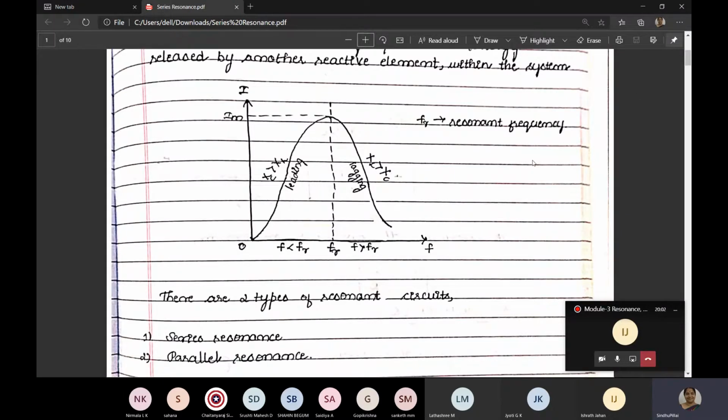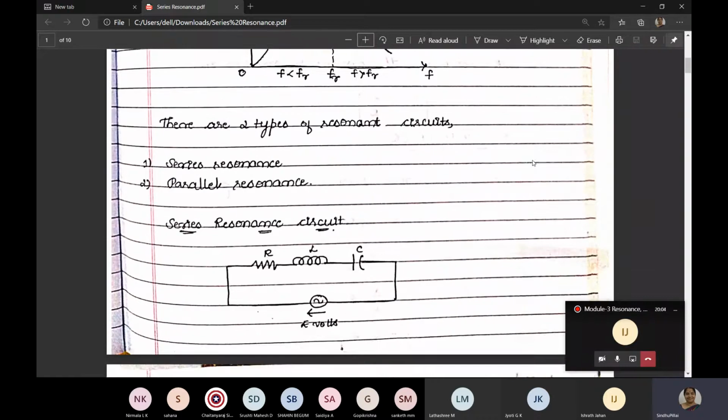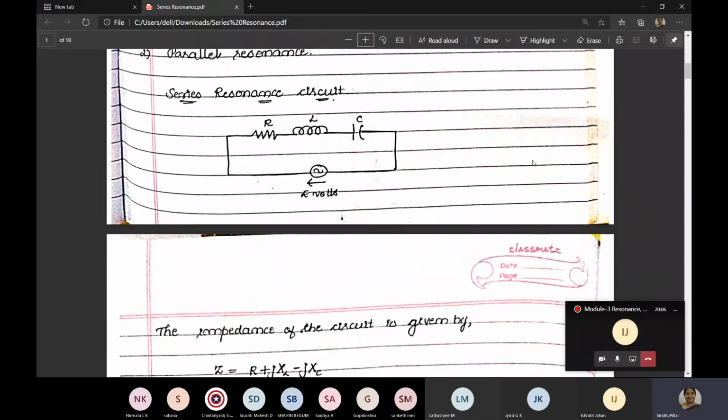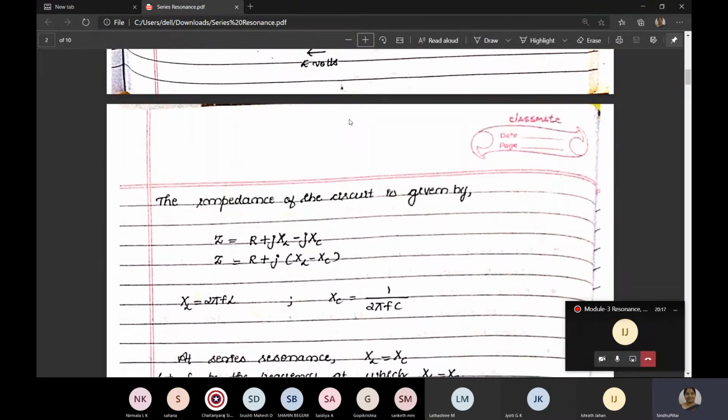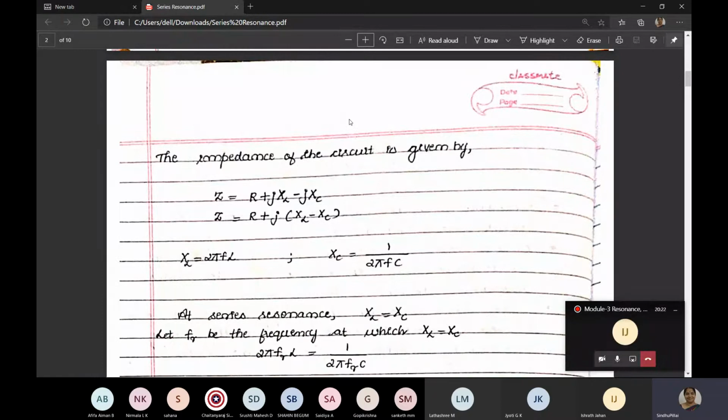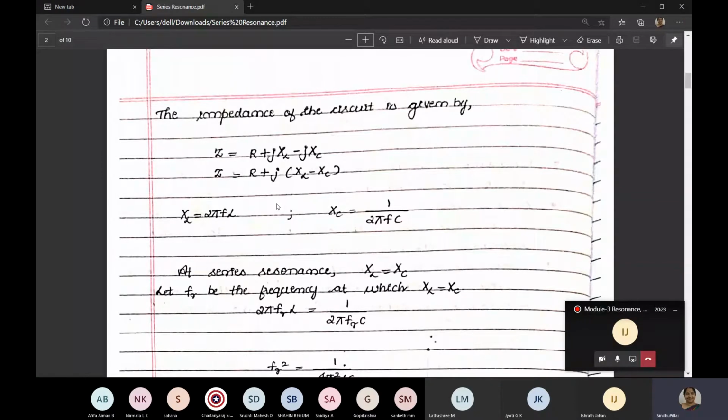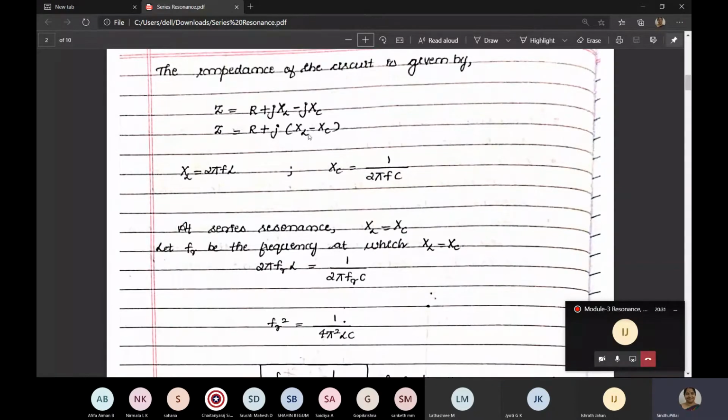In your syllabus you will have two types of resonant circuits, one is series and one is parallel. First we'll see the series resonant circuit, where all the three components, R, L and C, are connected in series with a supply voltage. So we'll go on with the derivations now. The impedance of the circuit is given by R plus jXL minus jXC. For capacitance it is minus. Take j common, you will get XL minus XC.